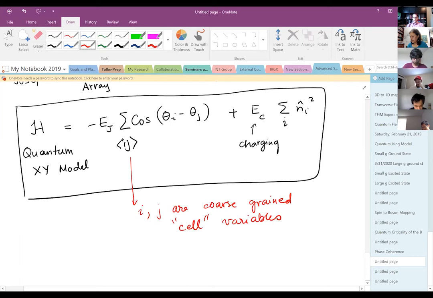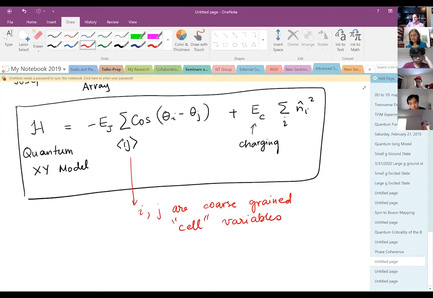Okay, so next, I'm going to take some questions here, because next what I'm going to show you are some of my results and my group's results on this model. And I'll show you how we can access the criticality and get some universal numbers there.